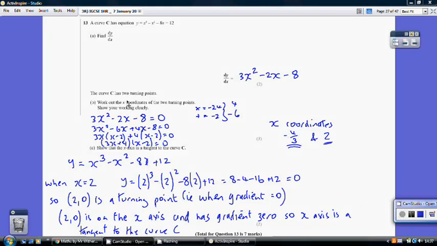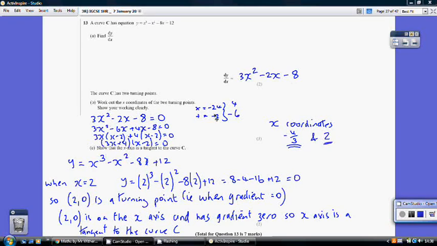Part B. Now the turning points are the maximum points or the minimum points, and at these turning points the gradient always equals 0. It's flat, so our differential equals 0. So 3x squared minus 2x minus 8 equals 0. So I've factorised this. I've done it the long-winded way rather than by inspection. So I've just split the middle term into 2.